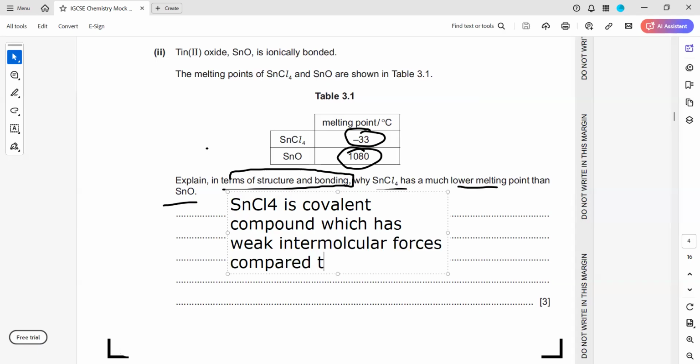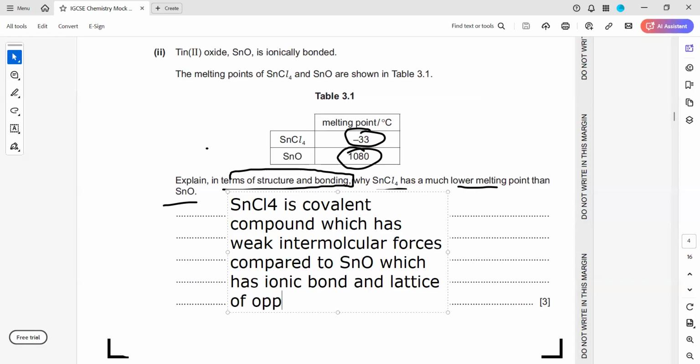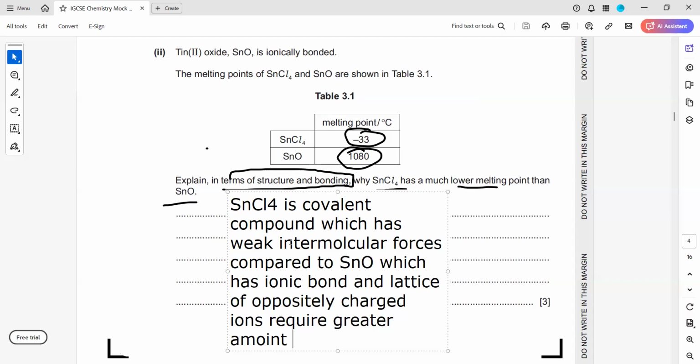Compared to tin oxide, which has an ionic lattice, ionic bond, and the lattice of oppositely charged ions, require a greater amount of energy to separate.